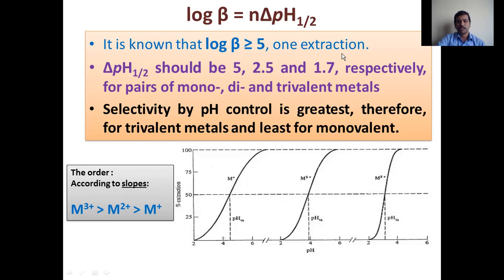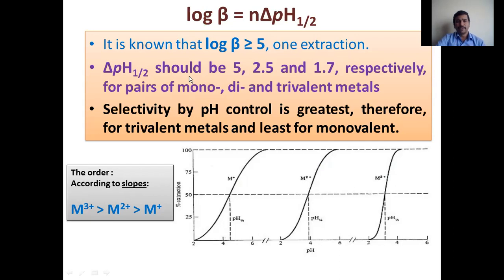If you do only one extraction for a species which is present in the aqueous phase along with other species, and the beta value, the ratio of D1 divided by D2, is 10 power 5, then the log beta will be 5 if you do only one extraction. Then delta pH of is very significant here.